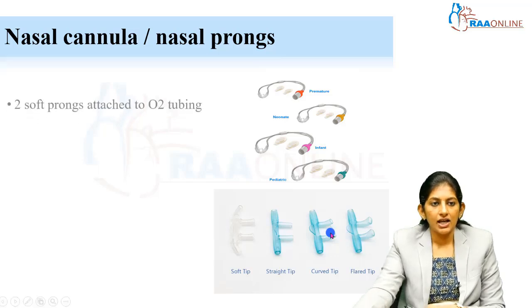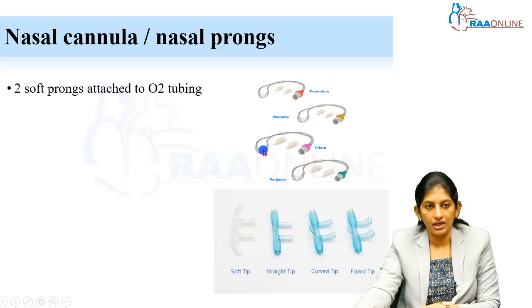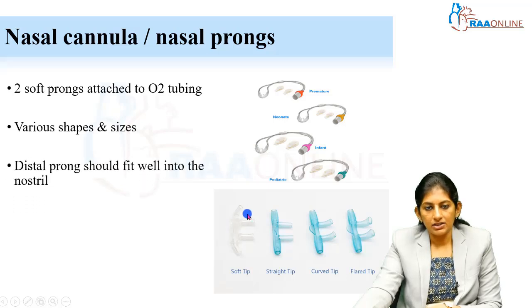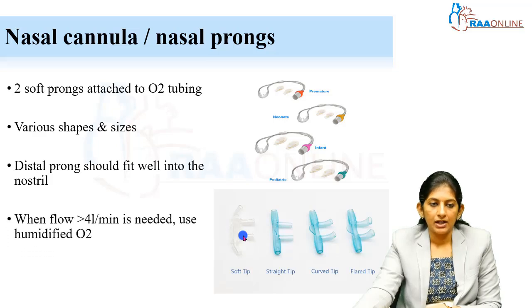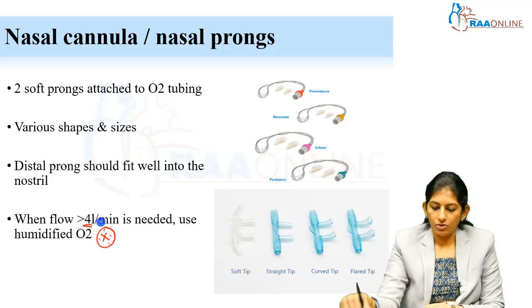So in a nasal cannula you have a soft tubing, and then you have soft prongs at the end. Various shapes and sizes are available. You have to apply these prongs into the nasal cavity, and it should fit well inside the nostril, not very tight, not very loose. It should be of the right fit. And when you are going to use a flow of more than 4 liters per minute through a cannula, you should always use humidified oxygen. This is an important point when you are using more than 4 liters per minute.